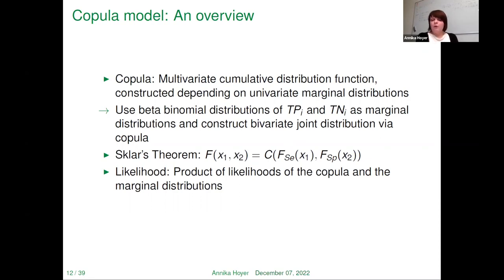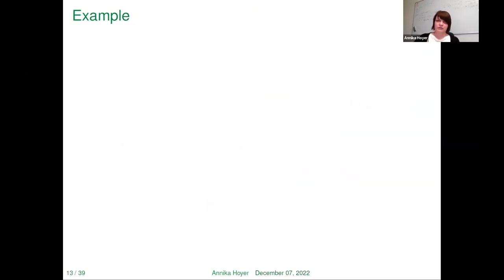Then we aim for a maximum likelihood estimation. So we construct our likelihood as a product of likelihoods of the copula and the marginal distributions. And that means we finally have a rather stable statistical model that can be applied for the simple situation where we have the meta-analysis of one diagnostic test reporting on one pair of sensitivity and specificity per study.